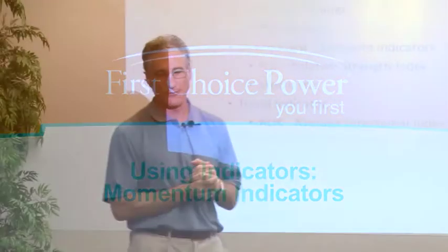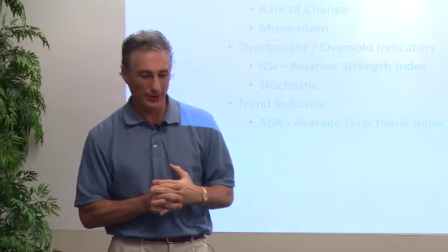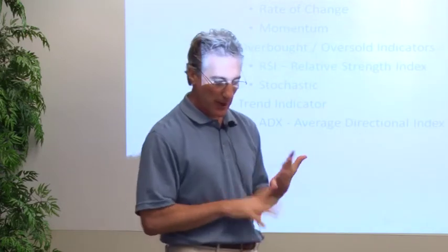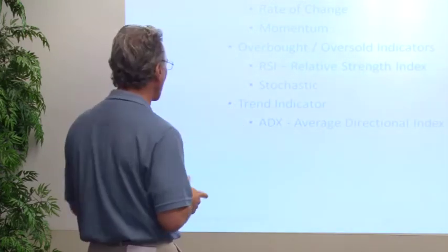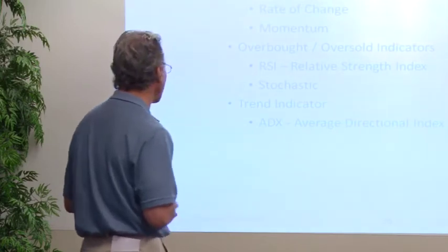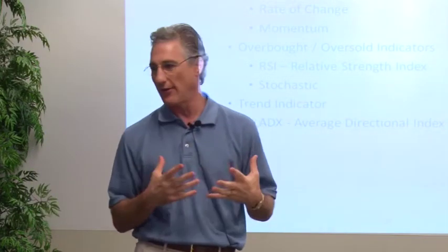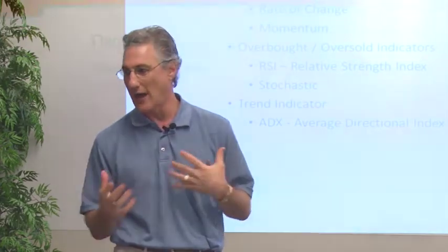There's a bunch of different kinds of indicators. We're going to look at indicators that measure momentum. We're going to look at some overbought, oversold indicators, and we're going to look at one indicator that tells you whether or not the market is trending or not trending.